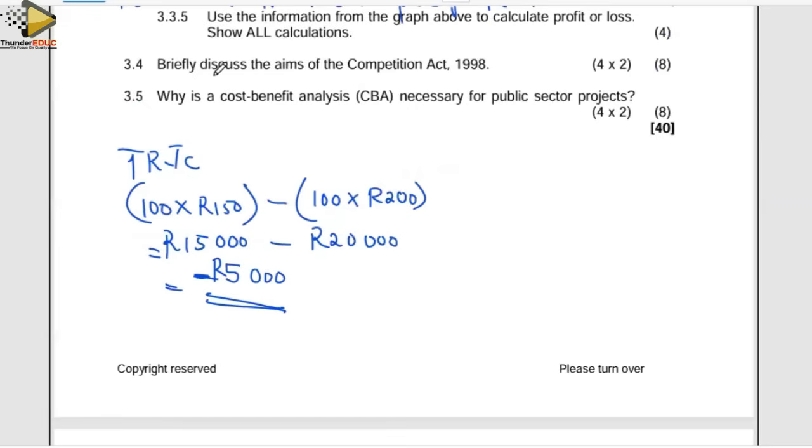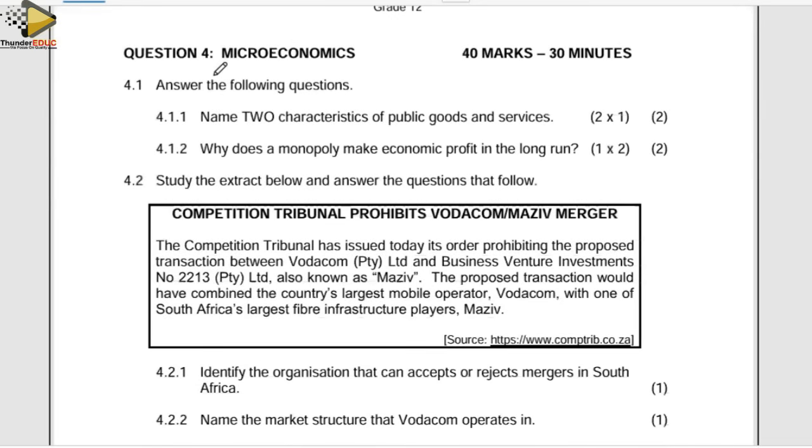Right, that was question number 3.5. We move on to question number 4. Question number 4 is saying, name two characteristics of public goods and services. Right, we understand the public goods and services. Number one, they are non-rivalry in consumption. What does this mean? When we are saying a product is non-rivalry, we are saying you don't have enemies in consumption. Consumption by one person does not reduce the amount of the product available to the next person.